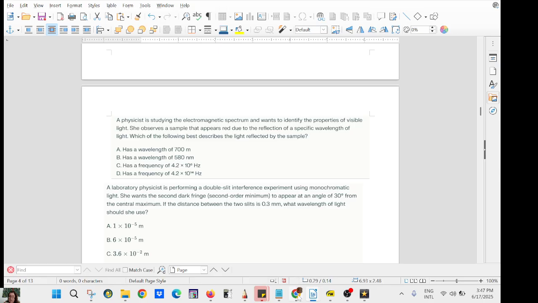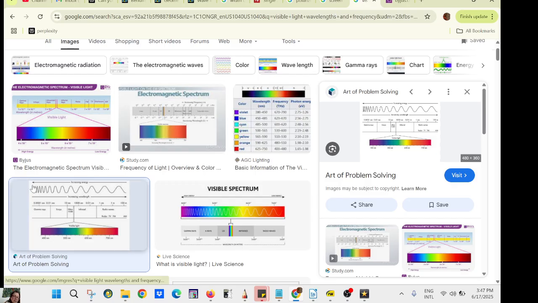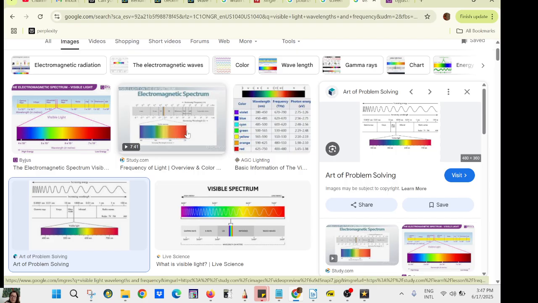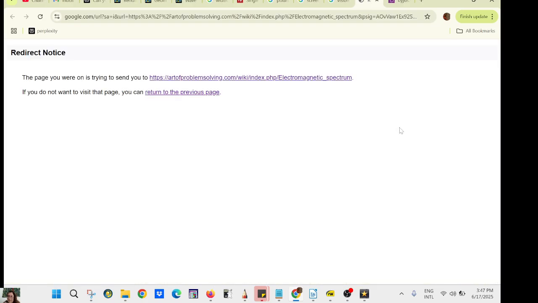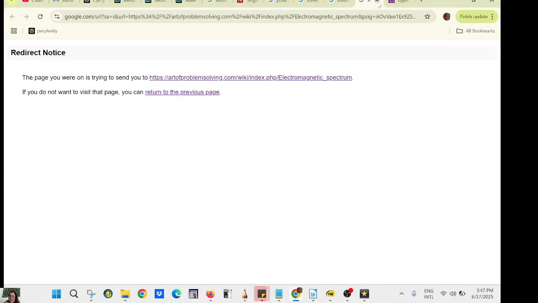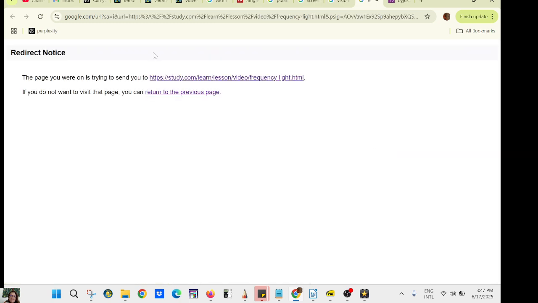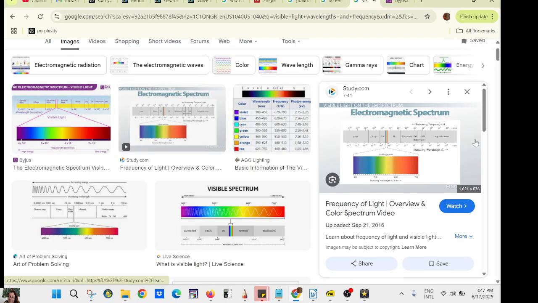So you need to kind of know the electromagnetic spectrum, right? So let me look for the electromagnetic spectrum. So you see here, red, the wavelength is about 700. Blue, the wavelength is about 400. That one had a very nice picture, but it won't let me click on it. Maybe this one. I don't know, I cannot click on it.